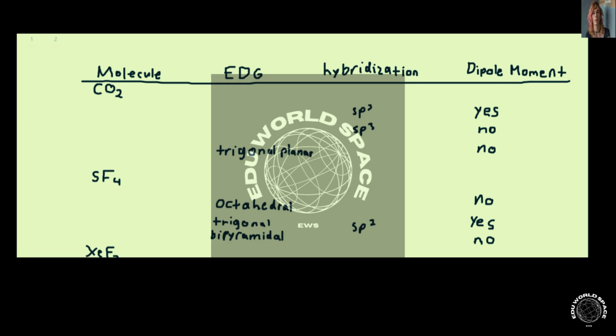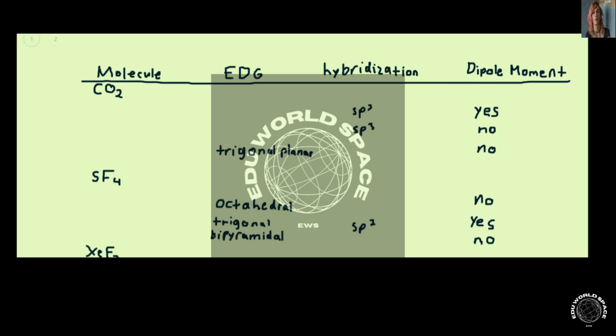I'm going to draw the structure of our molecules over here so we can better understand it. So this is our CO2. That's the Lewis structure. So you have two electron domains here and here, and then you have no lone pairs on our central atom. So since we have two electron domains, our electron domain geometry is linear. And since we're only forming two bonds, we're going to have sp hybridization.